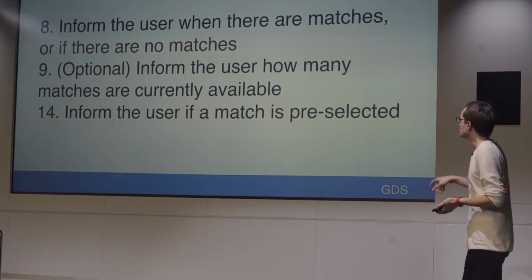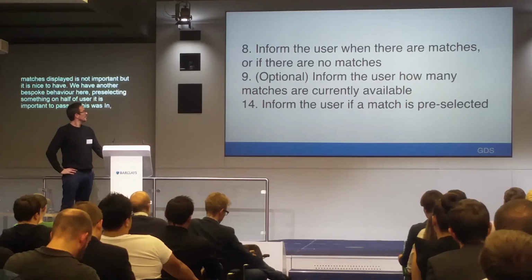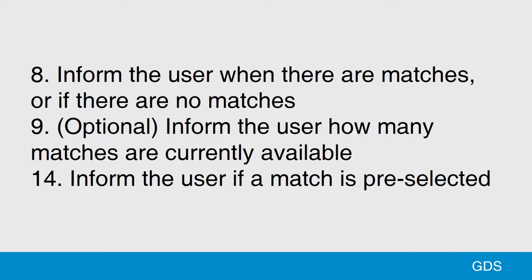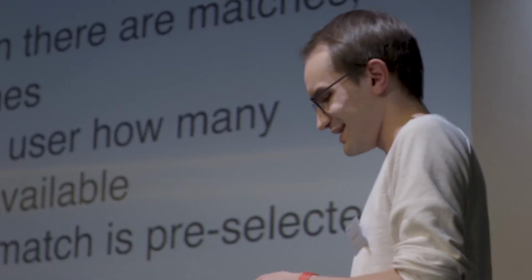So criteria number 8, inform the user when there are matches or if there are no matches. Number 9, optional, inform how many matches are available. Number 14, inform the user if a match is pre-selected. Again, these are criteria specific to autocomplete. Let's filter the results further by pressing the R key.